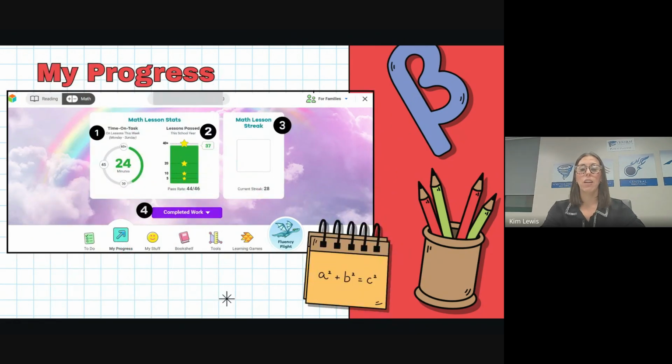When you look at their My Progress Tracker, this is what it looks like on their screen. It's going to show you the time on task. Again, our goal is 40 to 50 minutes. So if we're 4 days into the week and they only have 24 minutes, you can have a conversation with them about whether or not they're using their class time wisely. Are they focusing on what they're supposed to?